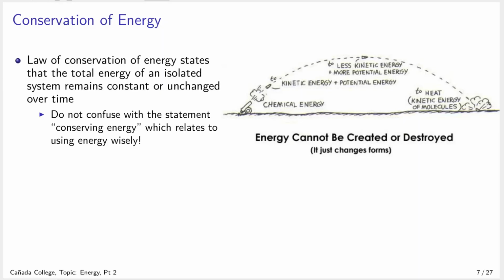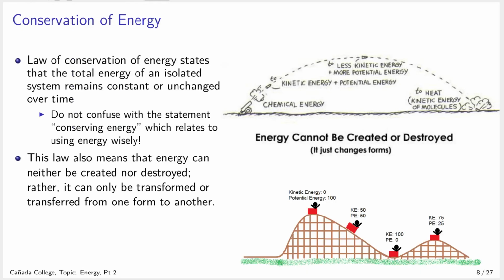So as a statement, the law of conservation of energy states that the total energy of an isolated system remains constant or unchanged over time. Now it's important not to confuse this statement with conserving energy, because conserving energy is basically the act of using energy wisely, right? So for example, instead of taking a car to go to the grocery, I decide to conserve the energy of gasoline by actually walking or cycling to the grocery store. So that's what conserving energy means.